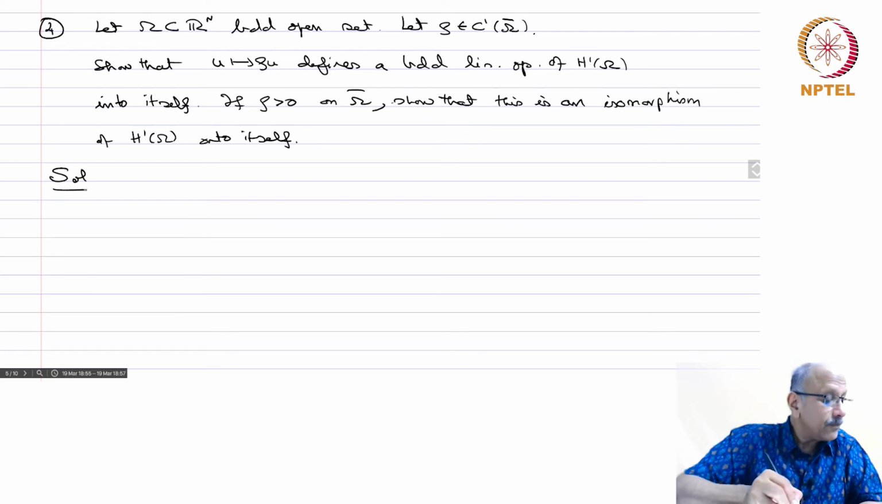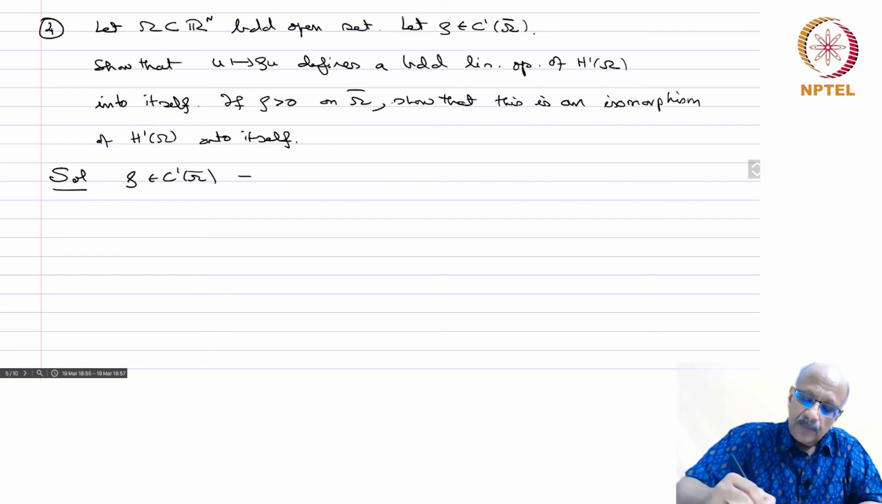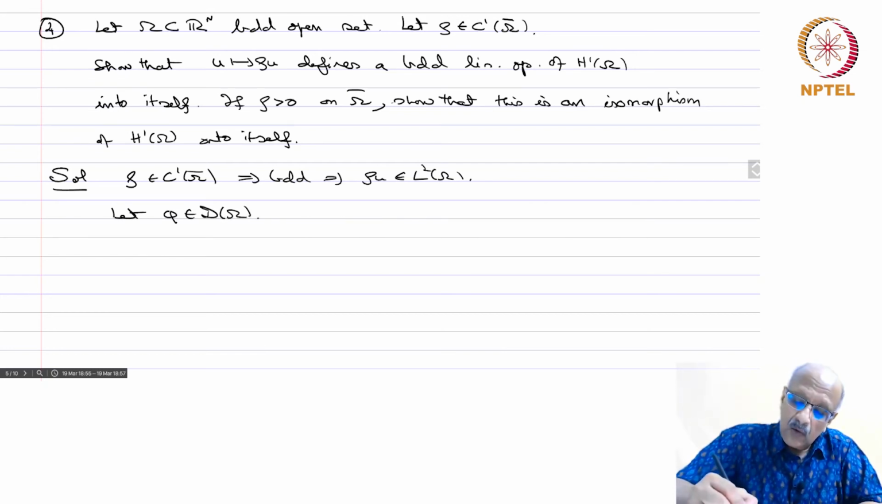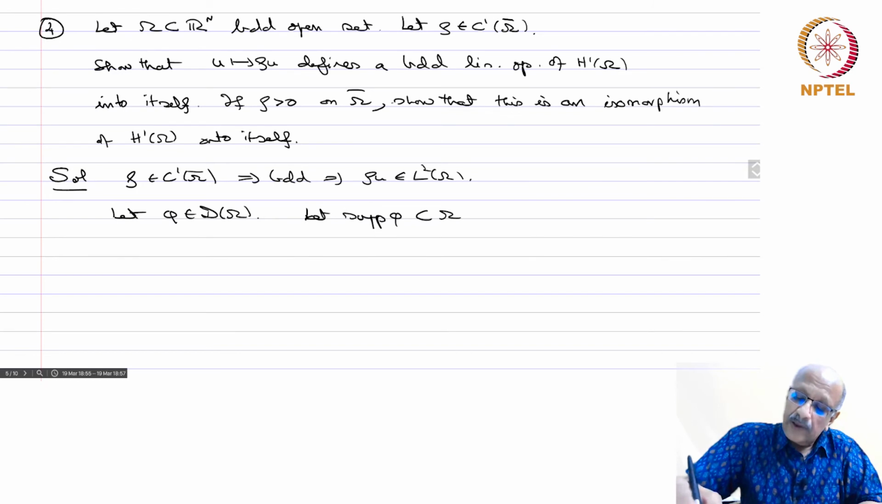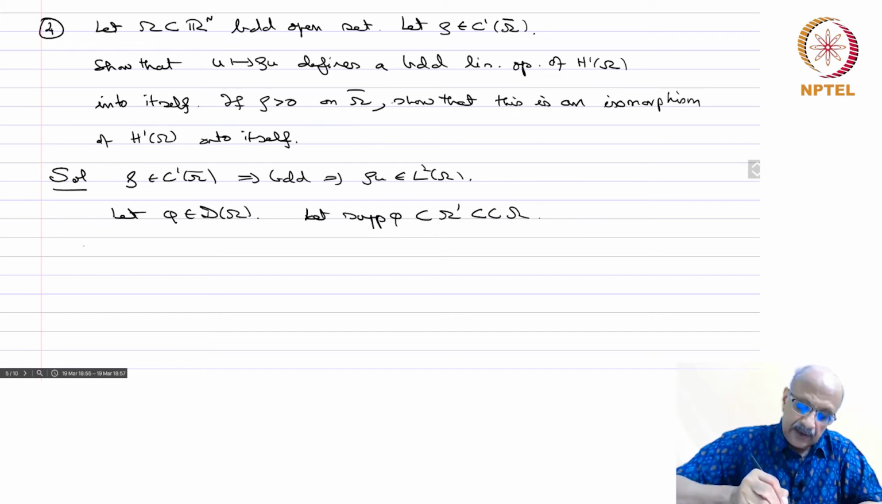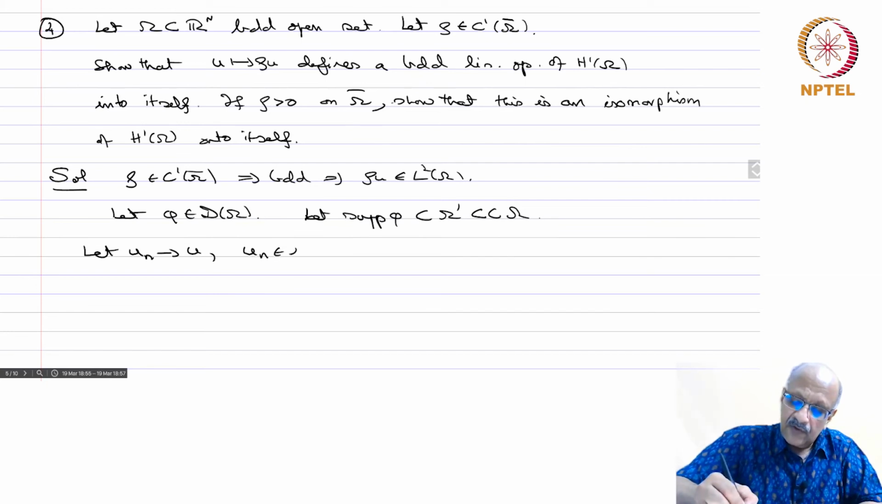So, solution. Rho is in C1 of omega bar, which implies it is bounded, which implies rho u is also in L2 of omega. Now let phi belong to D of omega. We have to check for the derivatives. Let the support of phi be contained in omega prime, which is relatively compact in omega. You can always find this. So let un in D of Rn converge to u, as in Friedrichs' theorem.